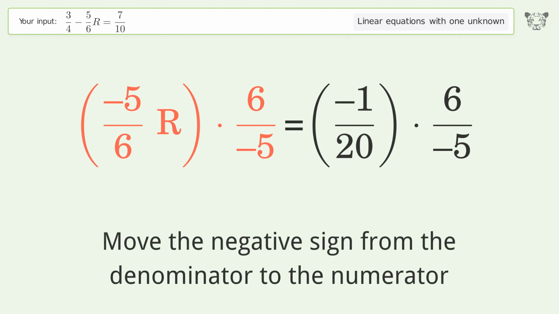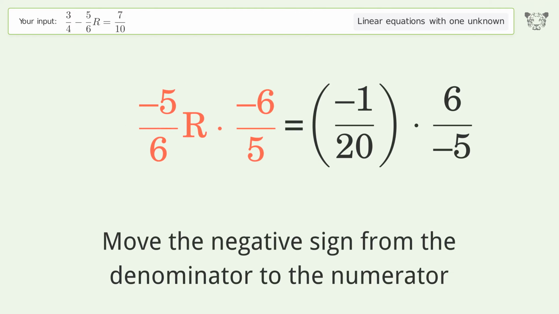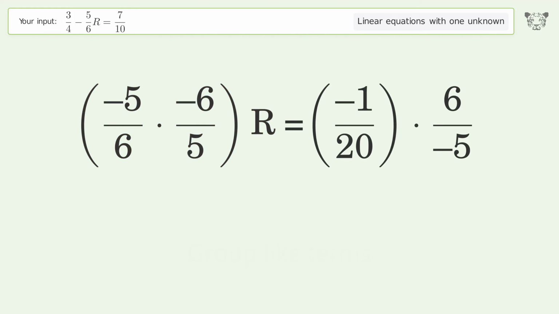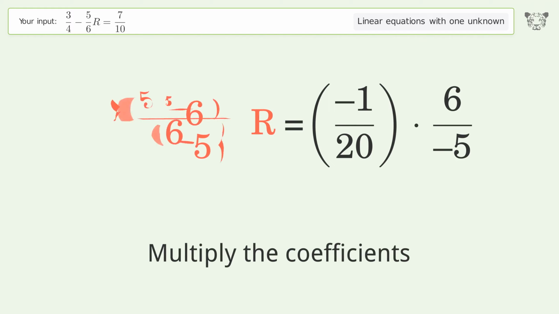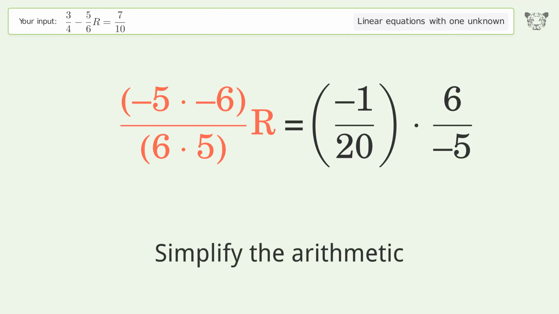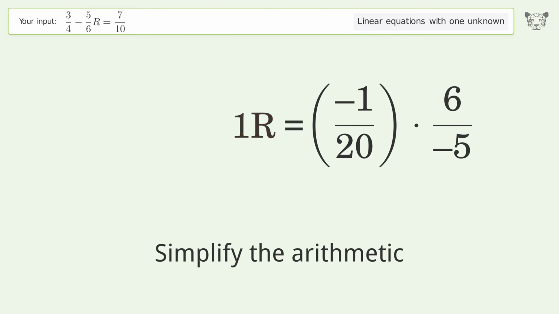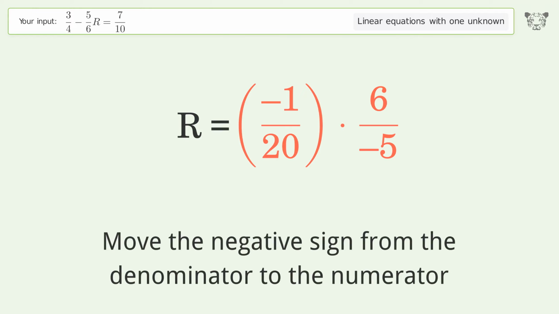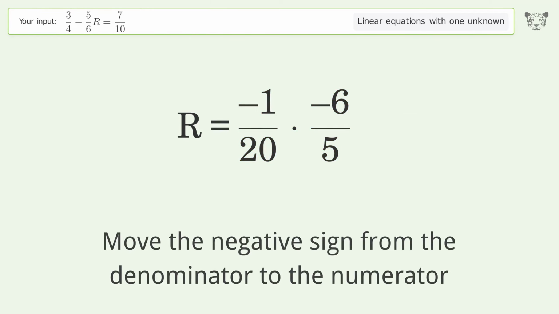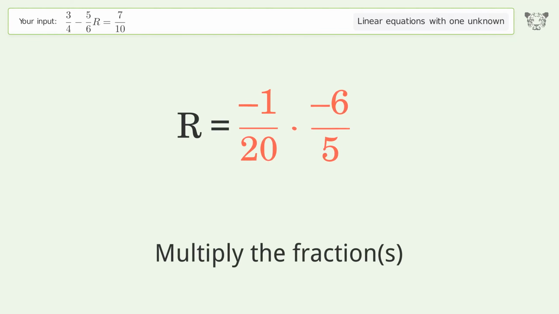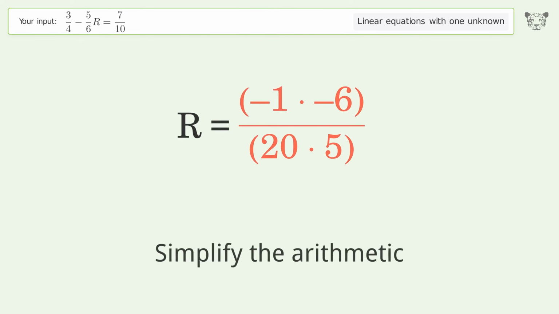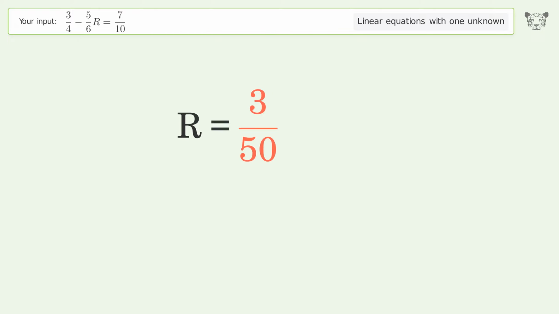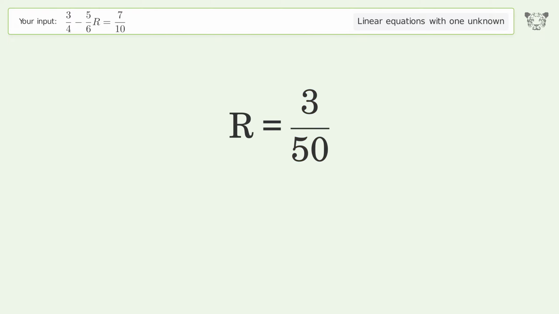Move the negative sign from the denominator to the numerator. Group like terms. Multiply the coefficients. Simplify the arithmetic. Move the negative sign from the denominator to the numerator. Multiply the fractions. Simplify the arithmetic. And so the final result is r equals 3/50.